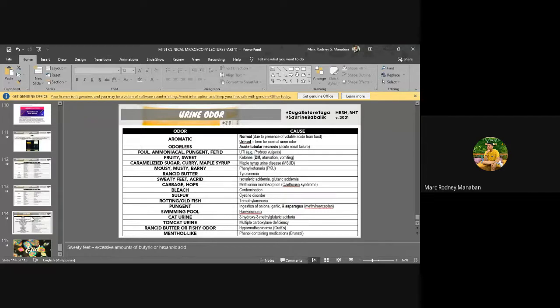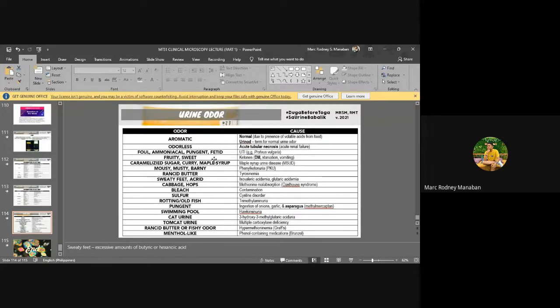Next, you have maple syrup, found in MSUD, maple syrup urine disease. Fruity or sweet is ketones. Foul, ammoniacal, pungent, fetid is UTI. Take note, dears, for UTI the smell is strong right as the patient urinates. The ammoniacal smell is very strong. Whereas if the urine has just come out and its smell isn't strong, but after some hours it becomes strong, that's normal because of the breakdown and increase in ammonia. But if right at urination the smell is already very strong, ammoniacal, pungent, that is caused by UTI.